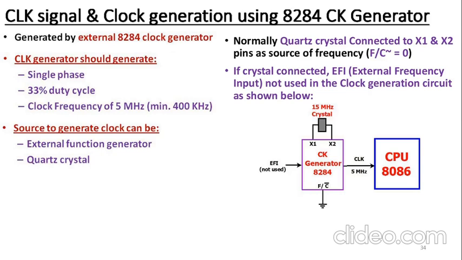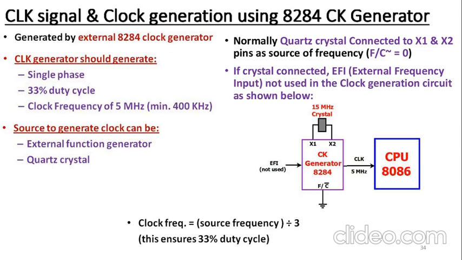It is divided by 3. It clearly means that the clock frequency is equal to source frequency divided by 3. Here it is quartz crystal 15 megahertz divided by 3, that is equal to 5 megahertz operating clock frequency of the microprocessor. And because of that divide by 3 operation here, this ensures 33% duty cycle. 33% duty cycle, it is also the 1/3 duty cycle.